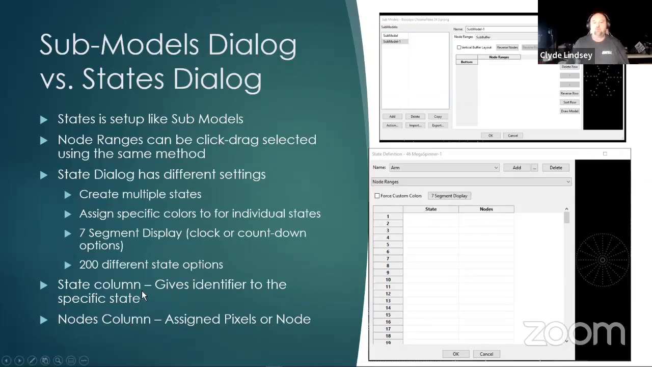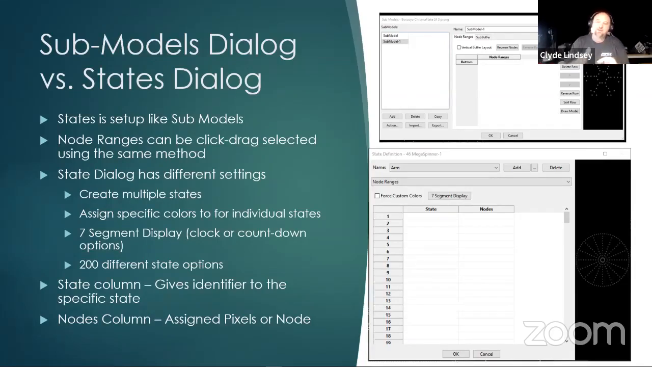The state column is your identifier to the specific state which you want to create when you have this definition selected. So I'm going to create an arms state and I'm only going to select arms, and I'm going to give each of those selections a specific number. And that's going to be what I call it on the state. And the state is what is utilized in the timing grid. And I'll show you more about that when we go into the actual demo.